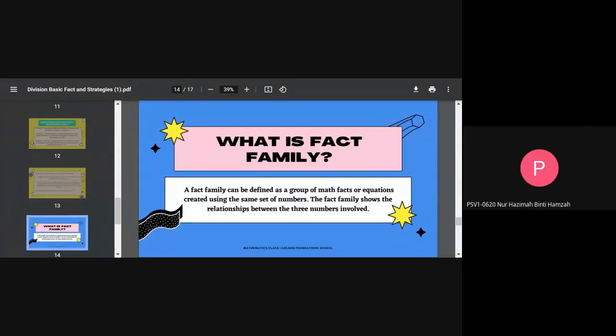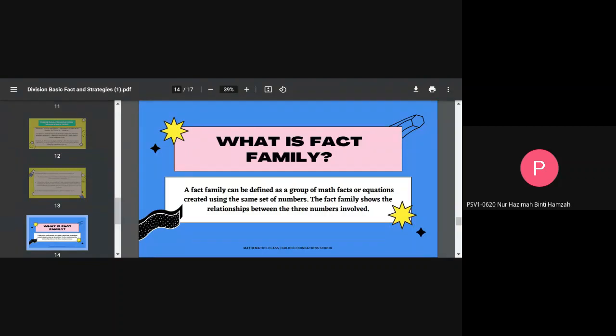So before we go to the fact family for division, we have to know what a fact family is. A fact family can be defined as a group of matched facts or equations created using the same set of numbers. The fact family shows the relationships between the three numbers involved.